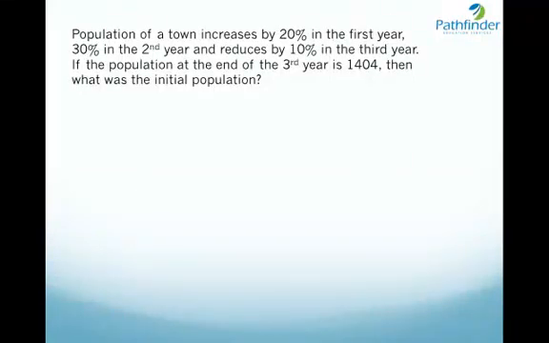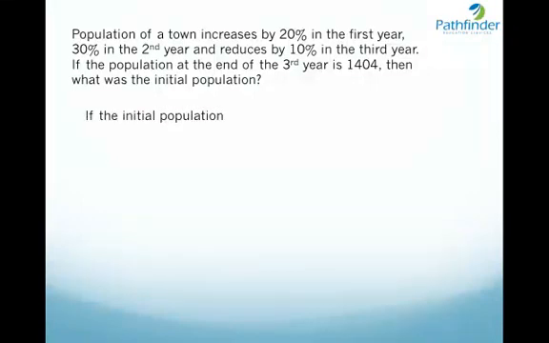Population of a town increases by 20% in the first year, 30% in the second year, and reduces by 10% in the third year. If the population at the end of the third year is 1404, what was the initial population? Now can we apply our formula P plus Q plus PQ by 100? The answer here is no, because there are more than two percentages. Here we have two increase percentages and one percentage decrease. And therefore we have to apply the fundamental formula, the fundamental rule of solving such questions.